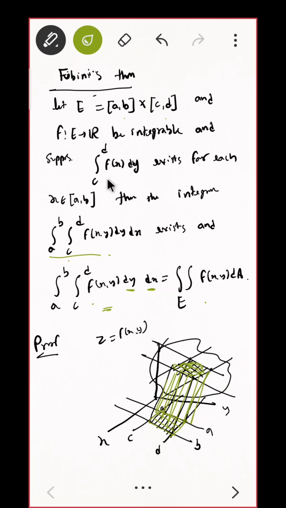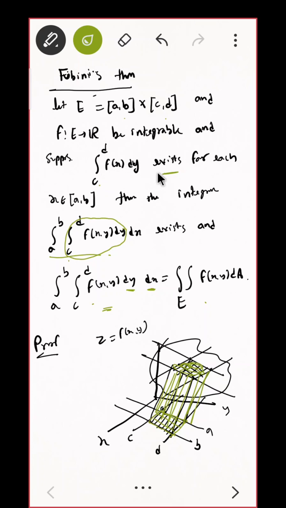Did you understand the statement of the theorem? This is your E, and here it is saying suppose the integration from C to D of f of x, y dy exists. So this is what we are given. What is that name called? Iterated. Yes, the word is iterated. What do you mean by an iterated integral? If this inner integral exists, then I can find the outer integral. That is what the iterated integral says.